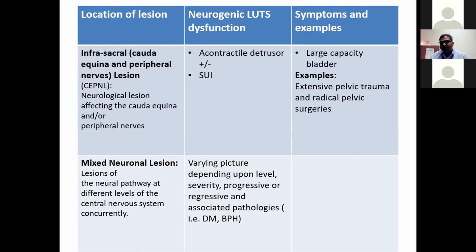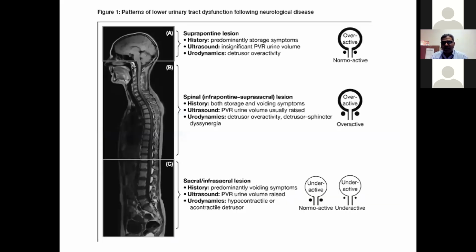Mixed neuronal lesions include lesions of the neuronal pathways at different levels of the central nervous system. Because of involvement of different levels, mixed neuronal lesions are common in multiple sclerosis, which can affect the brain, the peripheral nerves, and the spinal cord. So the picture will vary, and these lead to complex lower urinary tract dysfunction. These conditions are often progressive, and in association with other conditions like diabetes and BPH, the signs and symptoms often progress and vary with the period of time. So this is the summary. Patients with suprapontine lesions have predominantly storage symptoms.